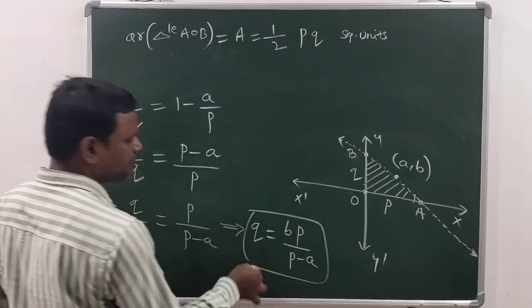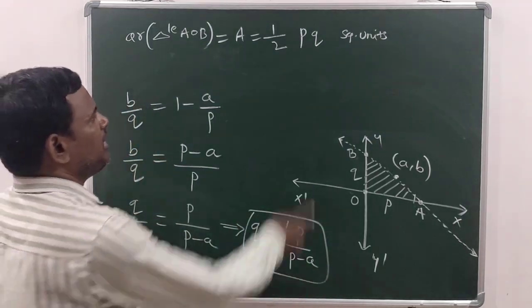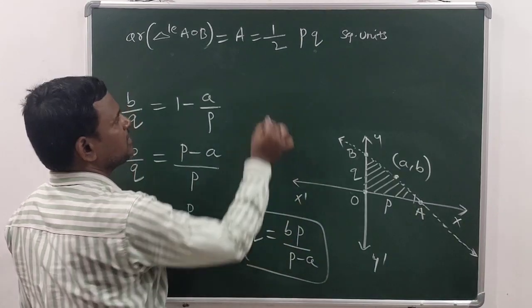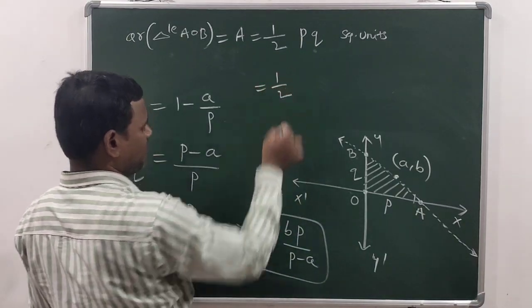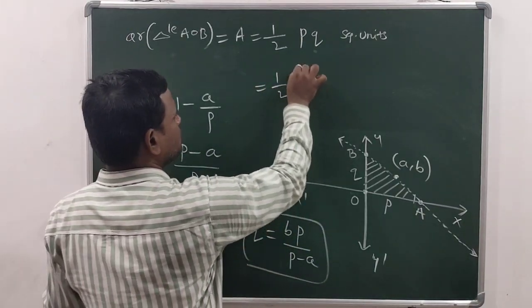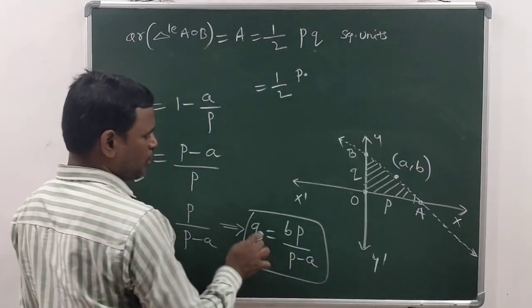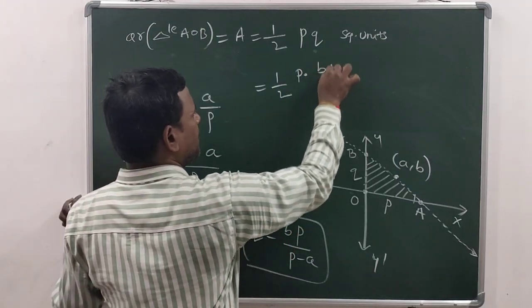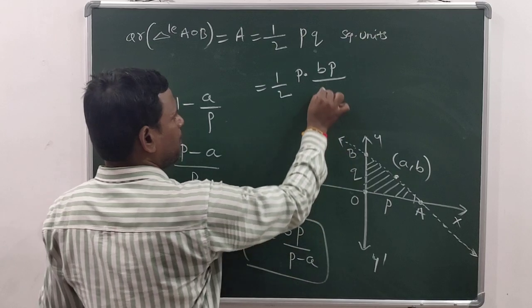This is q. Now replace this q by this. So that what do you get for A? 1 by 2. Tell me students, here p is there. Here q value is bp by p minus a.